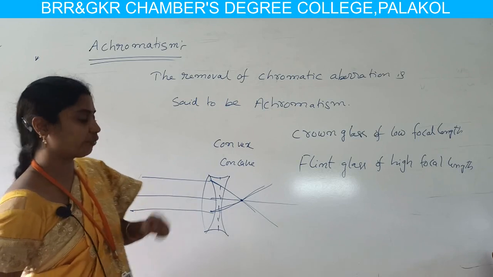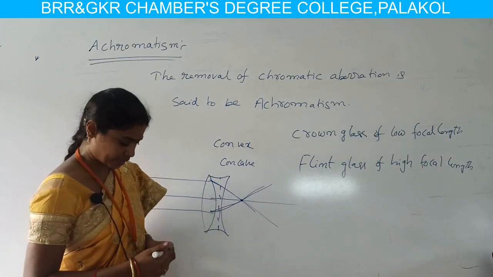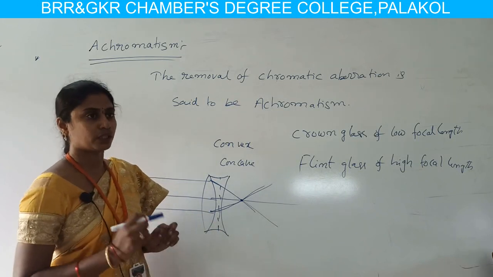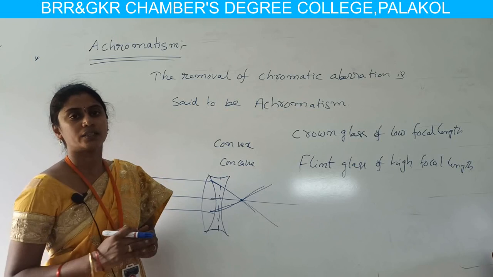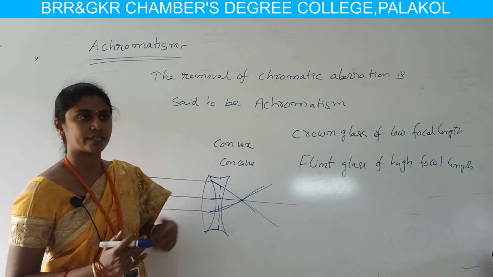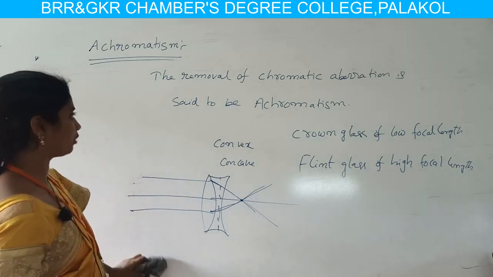In this combination of an achromatic doublet we can remove the chromatic aberration, hence this is of two types. When the two lenses are in contact, that is also said to be an achromatic doublet, and when these convex and concave lenses are separated by a distance. These two cases we discuss here.